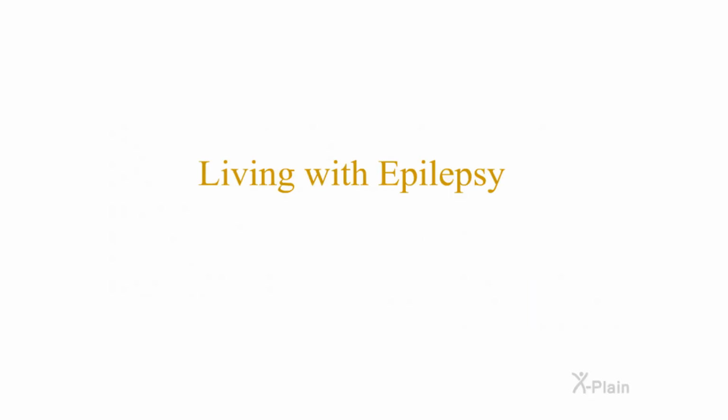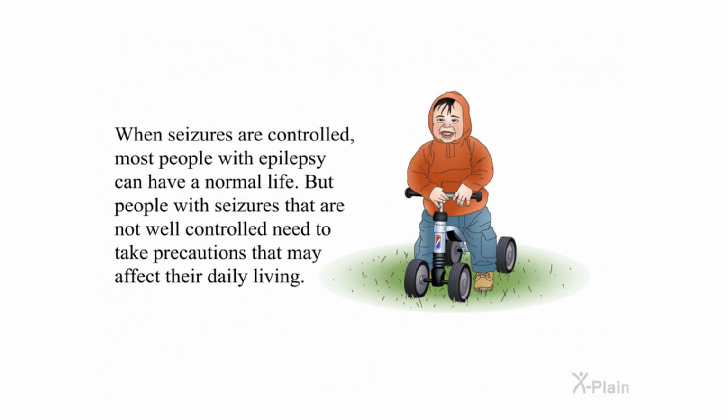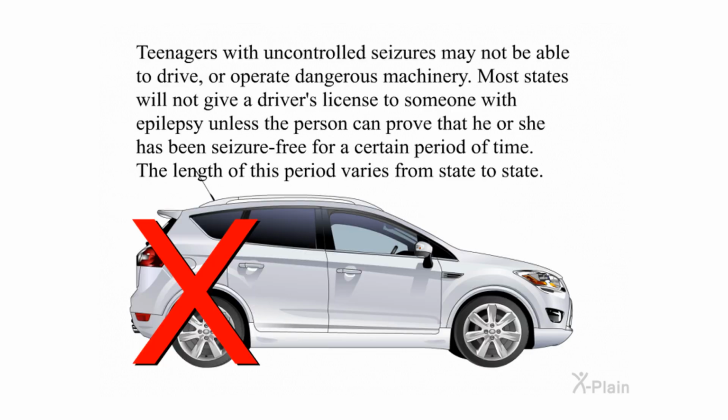Living with epilepsy. When seizures are controlled, most people with epilepsy can have a normal life, but people with seizures that are not well controlled need to take precautions that may affect their daily living. Teenagers with uncontrolled seizures may not be able to drive or operate dangerous machinery. Most states will not give a driver's license to someone with epilepsy unless the person can prove that he or she has been seizure-free for a certain period of time. The length of this period varies from state to state.